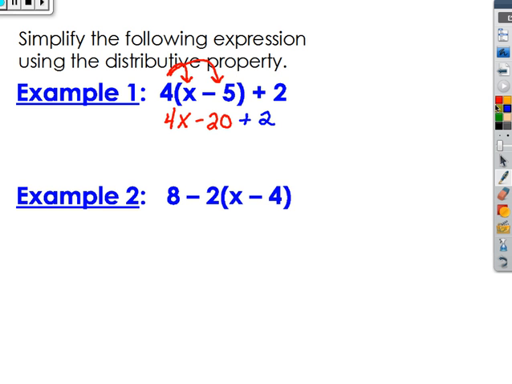So I did parentheses, I didn't have any exponents, I did multiplication. There is no division. Last step would be to add, or like what we did last week, you would call this combine like terms. These two are your like terms, so I would combine those, I would get negative 18, and then this 4x, nothing combines to it, so I just bring it down. So my final answer is 4x minus 18.